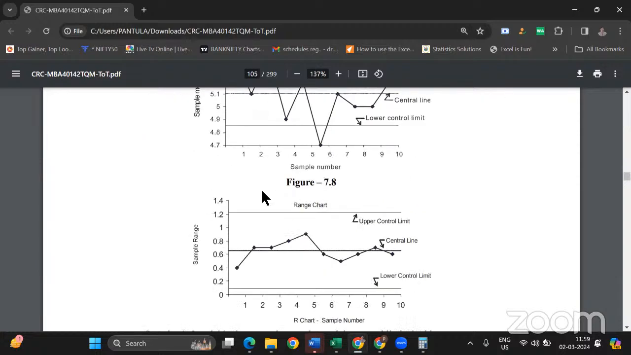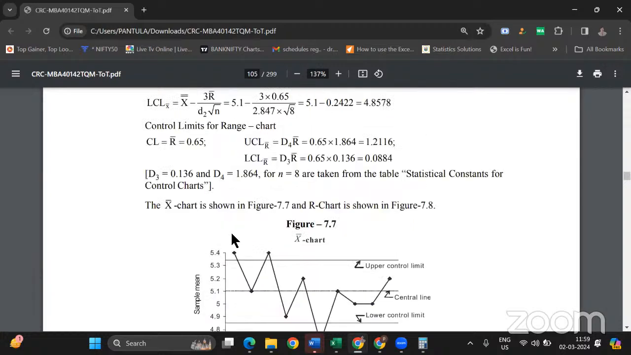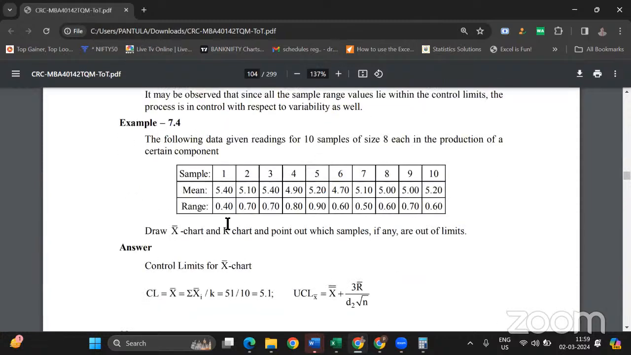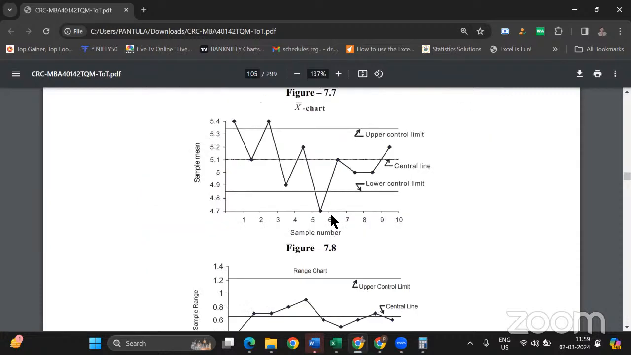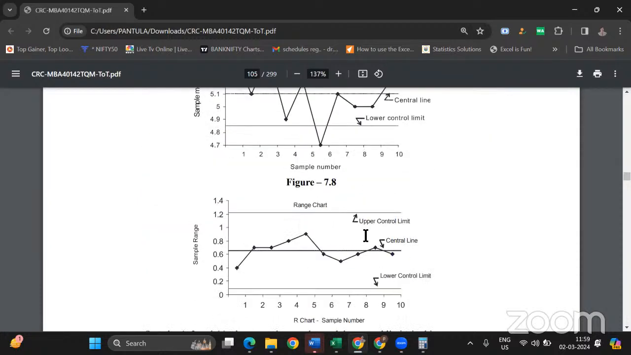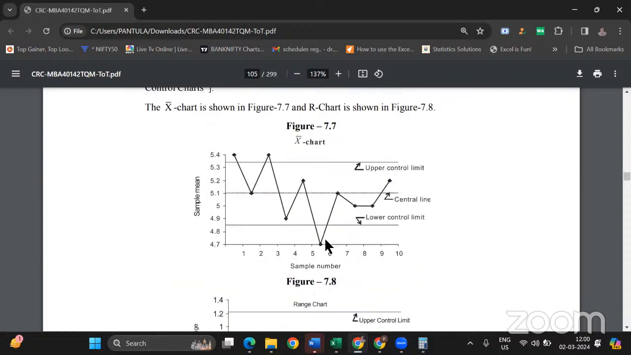And similarly, range chart, R chart. So here, the ranges they given are 0.4 and 0.8. The first problem here is we need to find out the upper control limit and the lower control limit. So this is the only problem here.